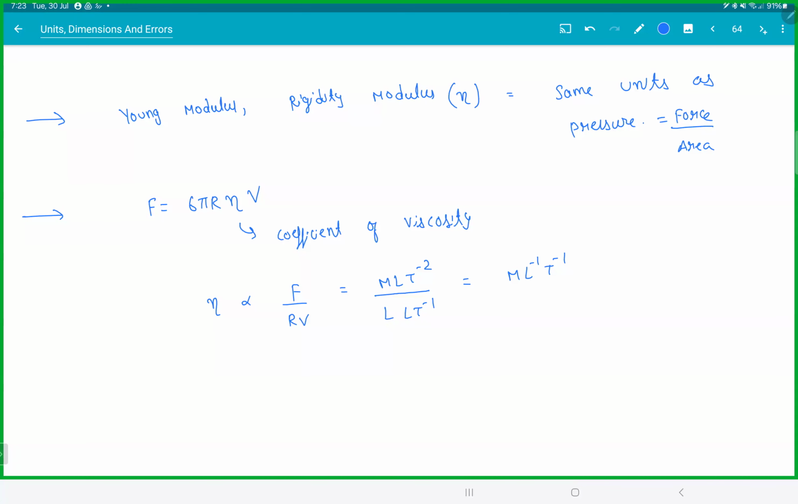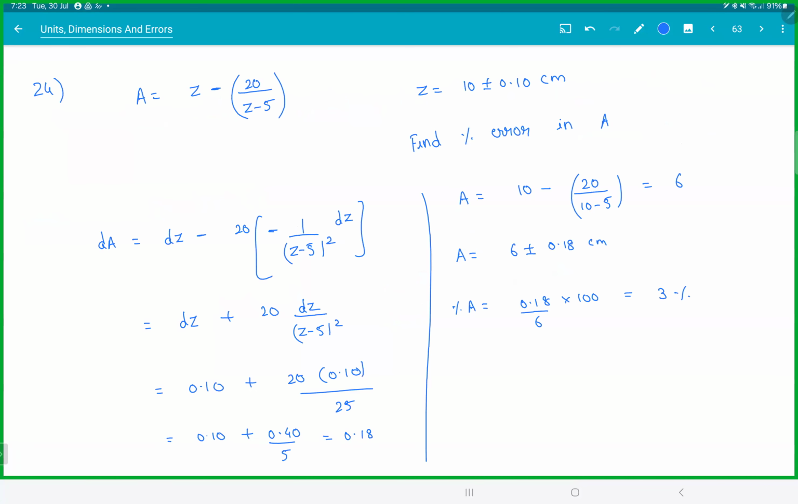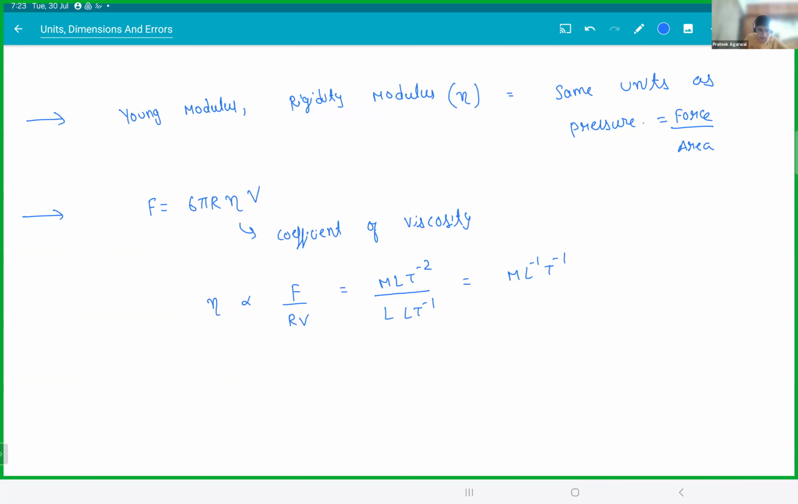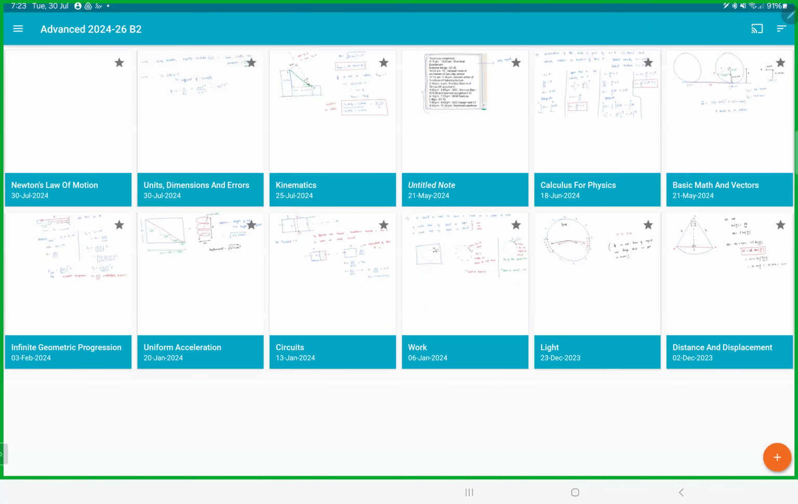Clear with this? Great. So can you show that slide once again? I'll keep it there. It'll be there in the last page of the notes. With that, we're done with units and dimensions.